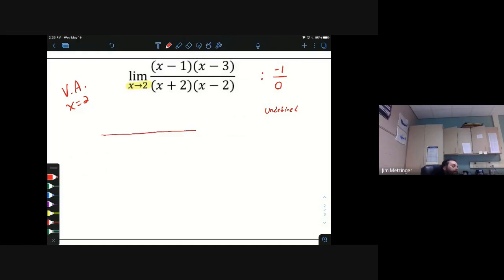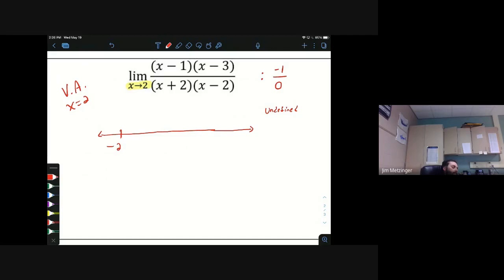Like rational inequalities. What you do is you put every number that makes the top and the bottom 0 on this, and you got to put them in order. So what have we got? -2, 1, 2, 3.